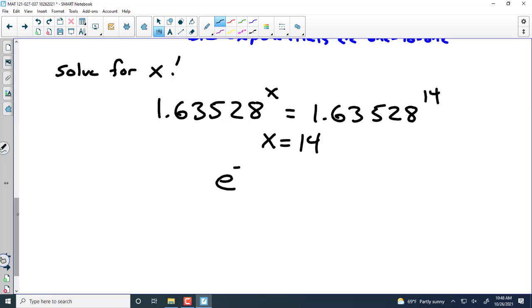E to the negative 12 equals e to the x. What's x going to be, everyone? Negative 12, just like that.